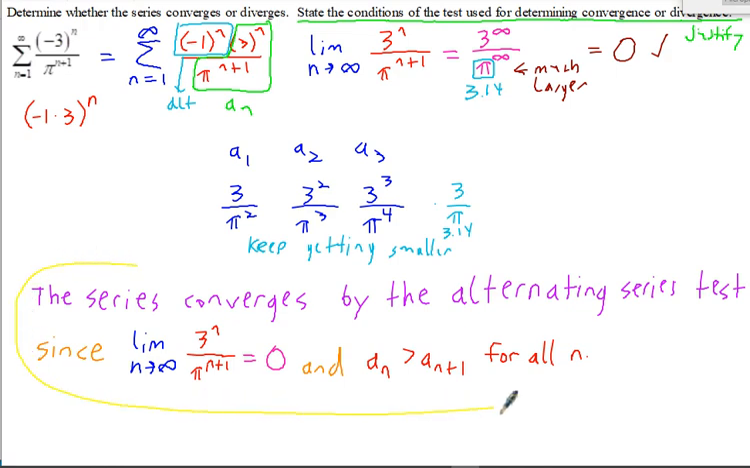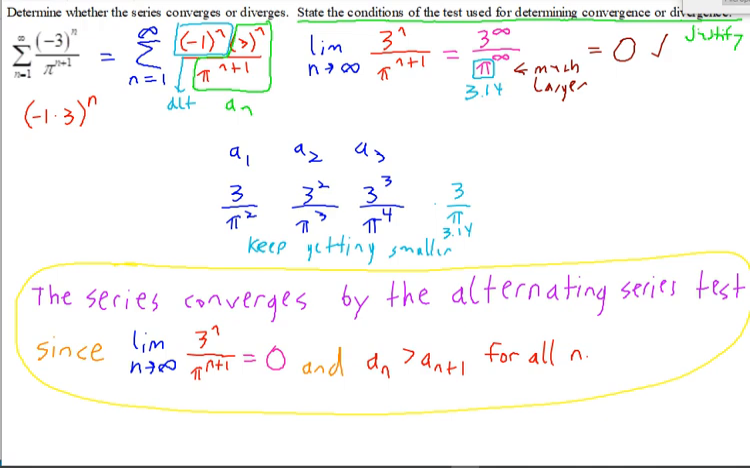If either one of these was not true, and it diverged by the alternating series test, if the limit wasn't equal to 0, you could just say this limit does not equal 0. And if it was the second thing that wasn't true, you could either say a sub n is not greater than a sub n plus 1 for all n, or you could reference the specific terms where it's not smaller. So if the first term was larger than the second term, you could say since a sub 1 is greater than a sub 2, or if the second term was larger than the third term, you could say since a sub 2 is greater than a sub 3. That would be a way to justify that it diverges by the alternating series test.